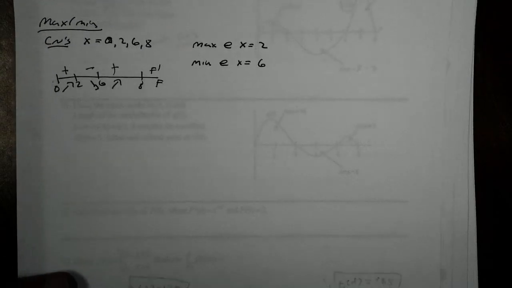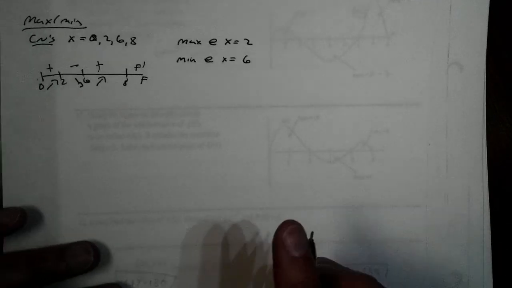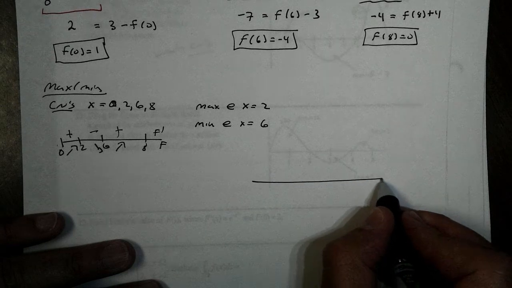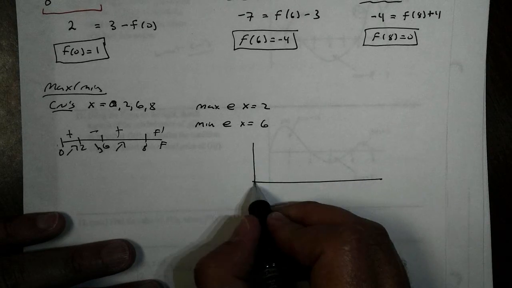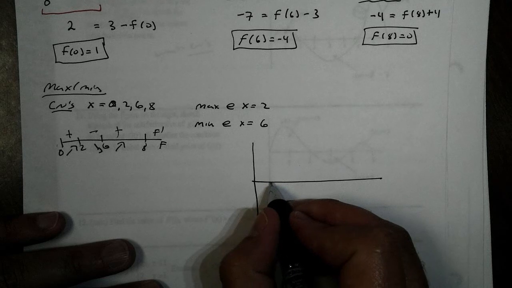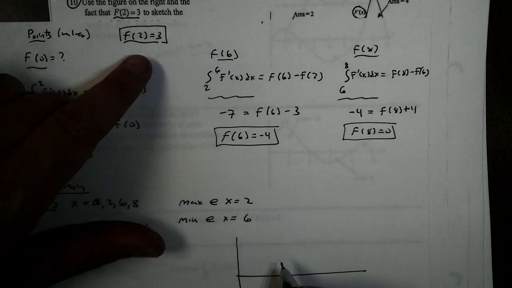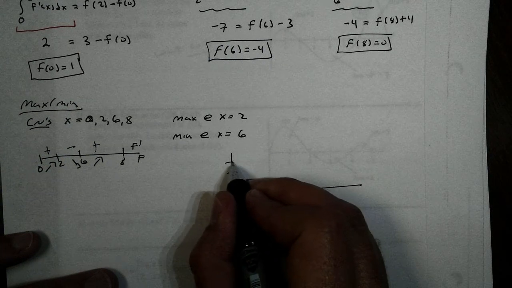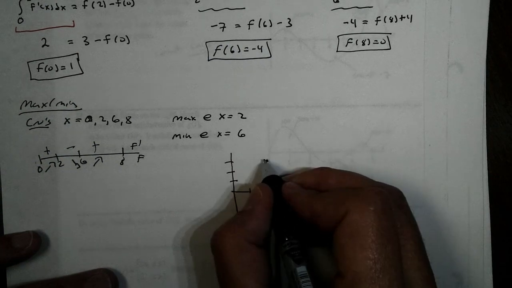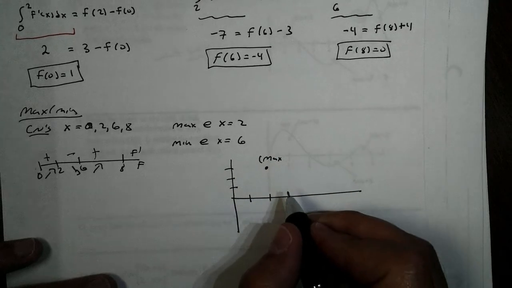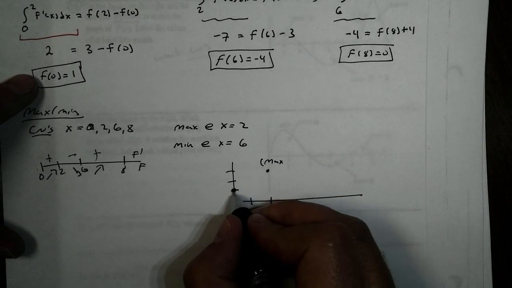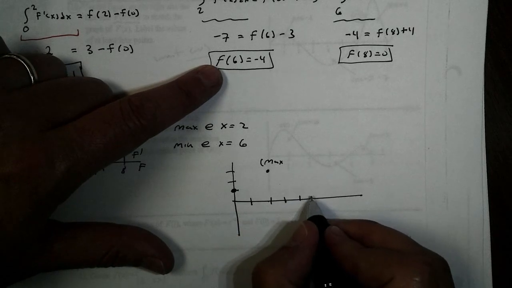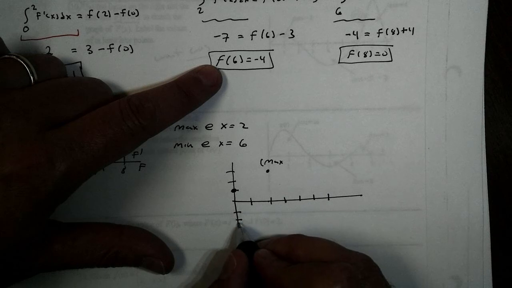So I can start sketching my function right now. Hopefully you can kind of see that right there. Ignore all that. So if I start sketching my function, my points are 2, 3. So if I go over 2, up 3, there's 1 point. And I already know that that's the maximum value. I have another point at 0, 1. Another point at 6, negative 4, over 6, down 4.